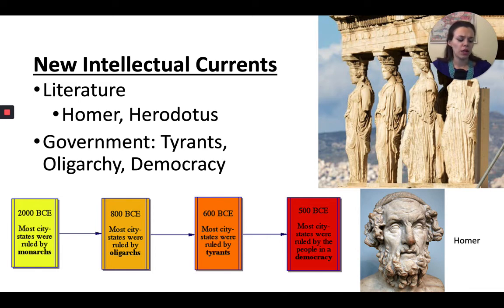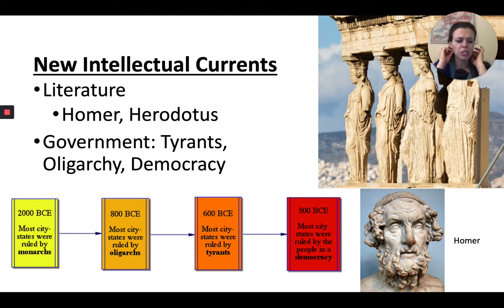You also are going to have the emergence of different philosophical systems. We'll talk more about that a little bit later, but let's talk about governments. So like I said, the different city-states had different government systems. So in the beginning, you had monarchs, right? I'm the king, blah, blah, blah.